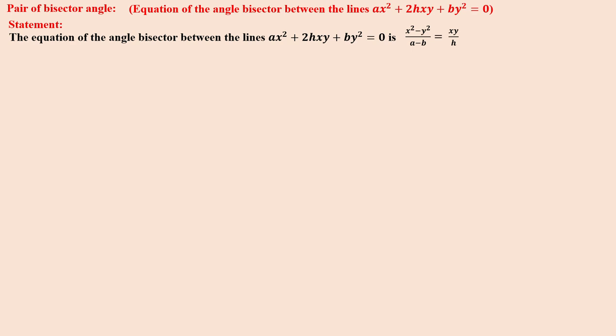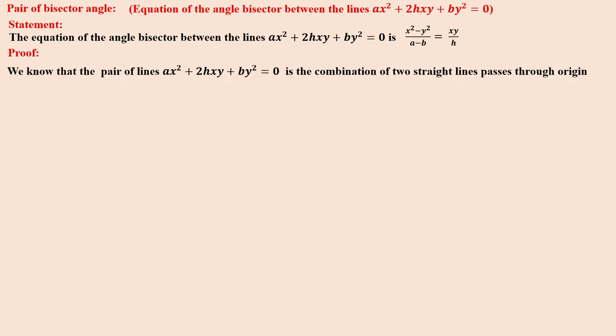Because there are two lines in ax square plus 2hxy plus by square equal to 0, the equation of the bisector angle of those two lines is (x square minus y square) by (a minus b), which is equal to xy by h. We'll see the proof. We know that the pair of lines ax square plus 2hxy plus by square equal to 0 is the combination of two straight lines passing through the origin.